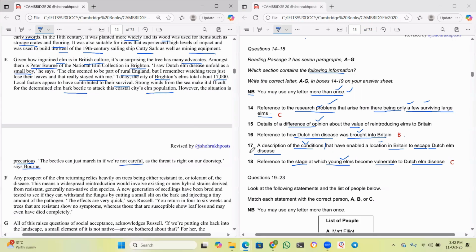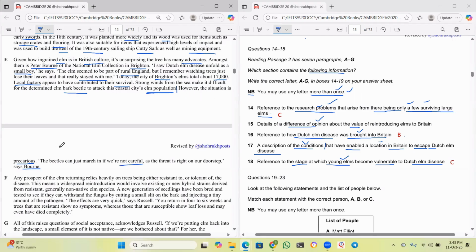So look at the 17th one, guys. A description of the conditions that have enabled a location in Britain to escape the Dutch elm disease. Yes, here he has described a lot of things. What is that? Tell me. Look at this sentence. Local factors. Yes, this is the conditions. Local factors appear to have contributed to their survival. Strong winds from the sea make it difficult for the beetle to attack the coastal city's elm population. Now, this is the condition. Because of this, it has escaped the epidemic.